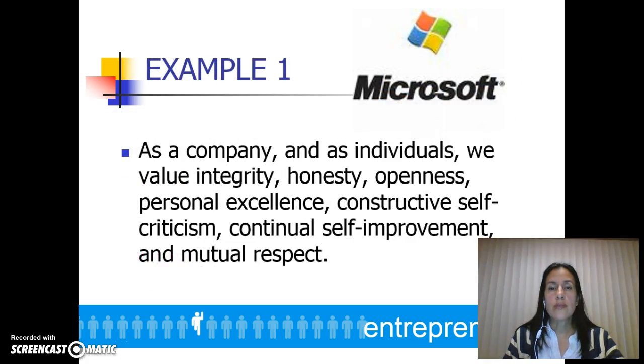You have some examples. For example, Microsoft is a company that says, as a company and as individuals, we value integrity, honesty, openness, personal excellence, constructive self-criticism, continual self-improvement, and mutual respect. So this is kind of general, but if you go deeper into Microsoft, you will find the way that they are working with these values inside their company and also outside the company. That means with their customers. So if you know that in Microsoft they hire honest employees, then you as a customer will choose Microsoft because you know that they are honest.